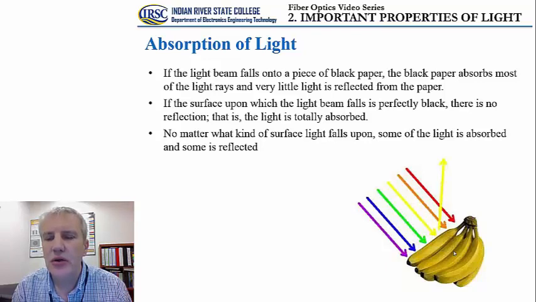The only yellow color is going to get reflected, it's going to come into our eye, and that's how we are going to perceive bananas to be yellow. This is just another example of an absorption of light that plays an important role in our life.